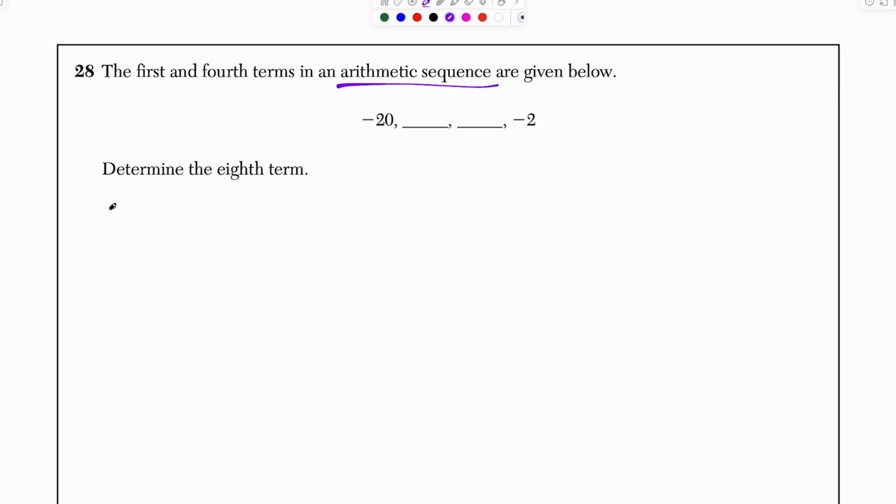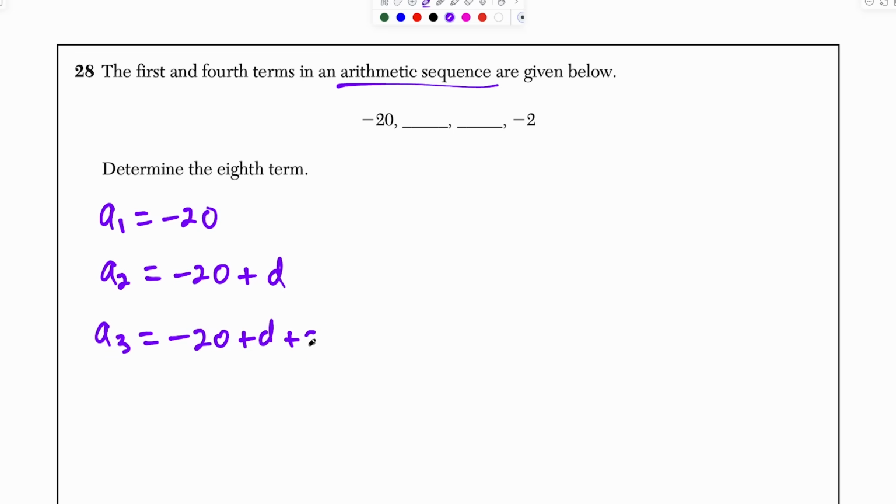So we could say our first term, a sub 1, is equal to negative 20. And then a sub 2, we don't know, but what we do know is that to get from the first to the second term, we're just adding some number. And we call that number d, the common difference. And then the third term, we're adding the common difference again. So negative 20 plus d plus the common difference again would be negative 20 plus 2d. And then the fourth term would be negative 20 plus 3 times the common difference because we're just adding d again.